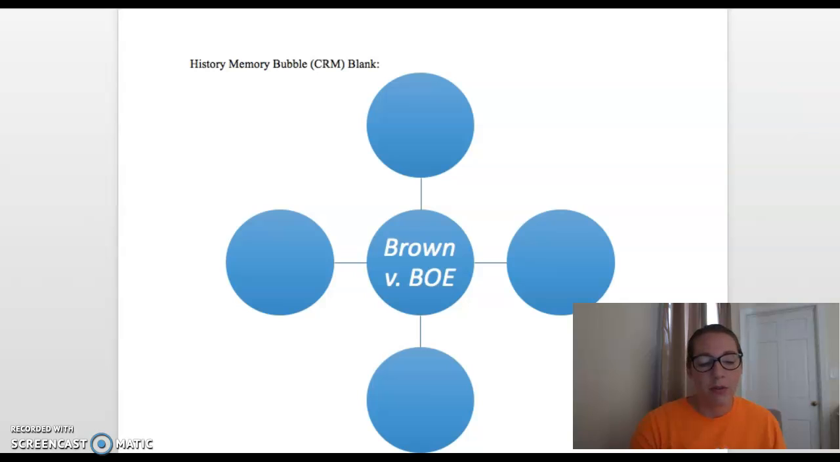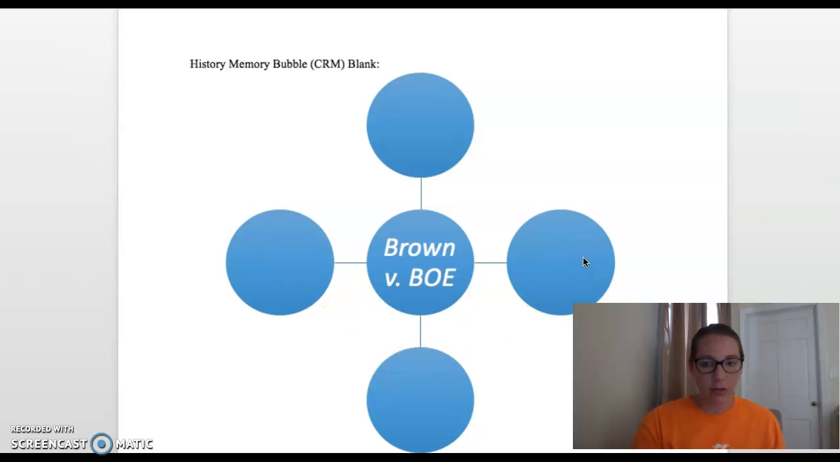Memory bubbles are perfect for organizing information of a particular event or person, in that one can easily place the subject in the middle and add all the details around the outside. This type of organizer is especially great for visual learners. On the board here, you'll see an example of a blank history memory bubble, and this is what I would hand out to students, where I've put the subject here in the middle, and then they would be responsible for adding these details or facts around the outside.